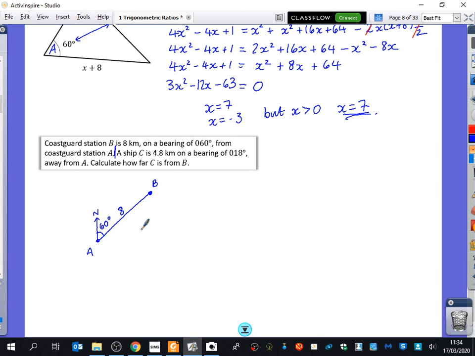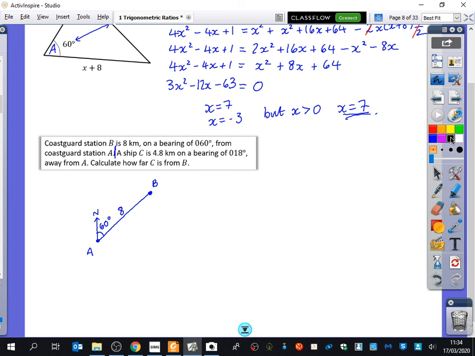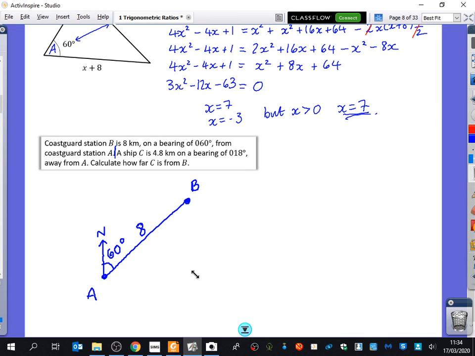A ship C is 4.8 kilometers on a bearing of 18 degrees away from A. Calculate how far C is from B. So I'm just going to use a different color here to see if I can make this a bit clearer. In fact, I'm probably going to make my diagram just a tiny bit bigger, so it might be easier to put some of these things in.